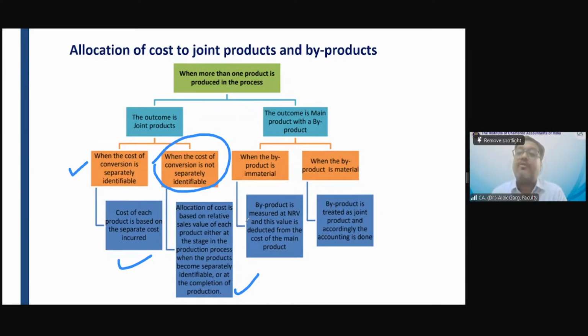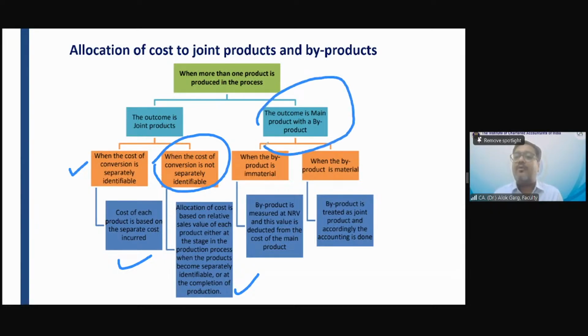And what is the total cost which is incurred? 10 lakh. So this 10 lakh has to be allocated in the ratio of 1 crore to 40 lakh, right? And that allocated cost will become the cost of the joint products, petrol and diesel. Is that clear?